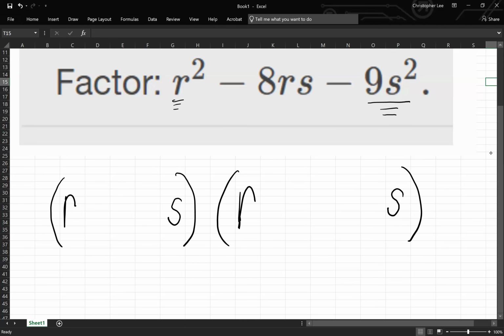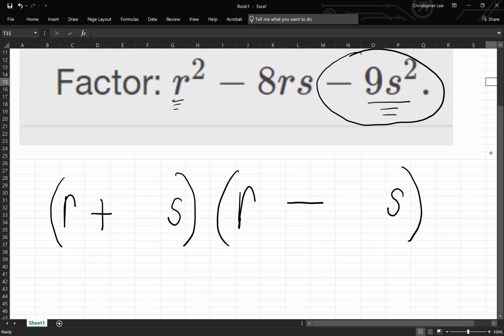Now, first thing I want you to notice: my C term here, the last term, is negative. So what does that tell me? That means one of these middle numbers has to be positive and one has to be negative. If the C term was positive, then either both of those terms are negative or both are positive. But whenever the C term is negative, one of the binomials is positive, and one of them is negative. And then we just have to figure out the numbers that go inside.